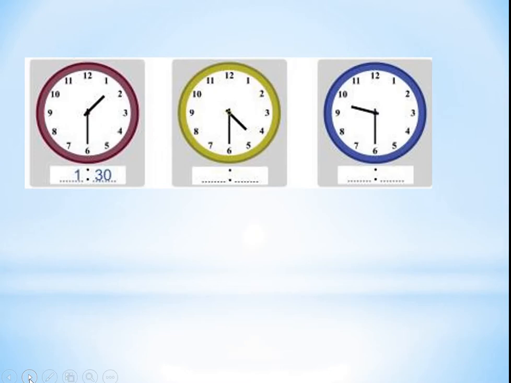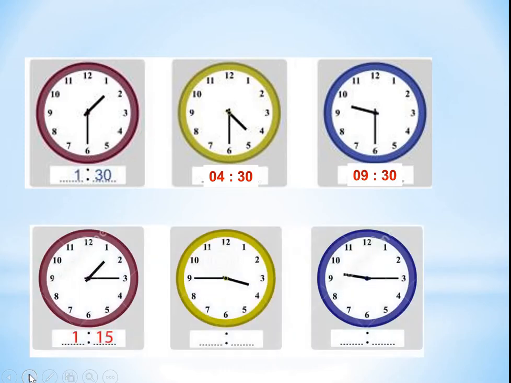Now we'll answer the questions in digital. Write the time in digital clock. Here, number 1, the short hand goes between 1 and 2, so I will write 1. And the long hand goes to 6, so how many minutes? 30 minutes. I will write 1 and 30 minutes. Here, what's the answer? 4 and 30 minutes. 9 and 30 minutes.